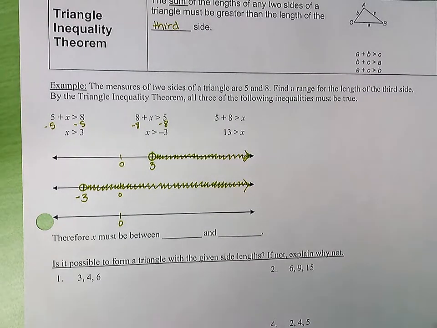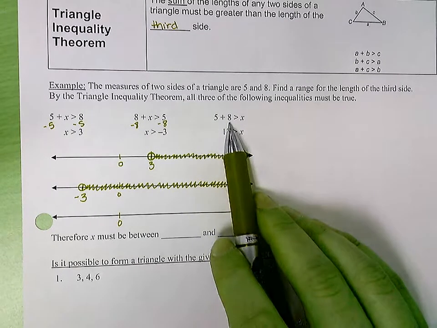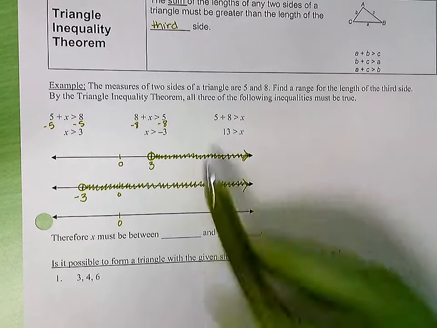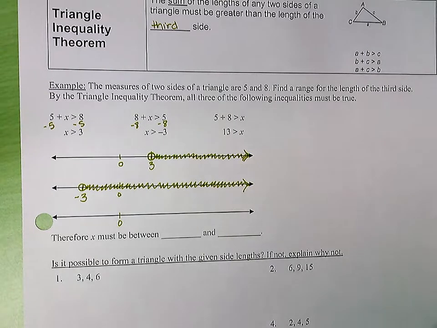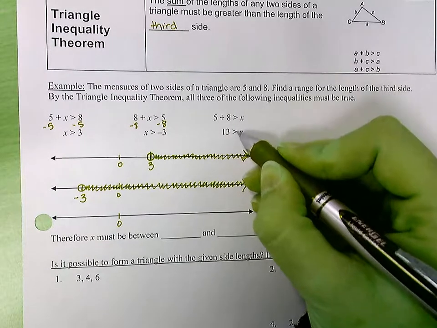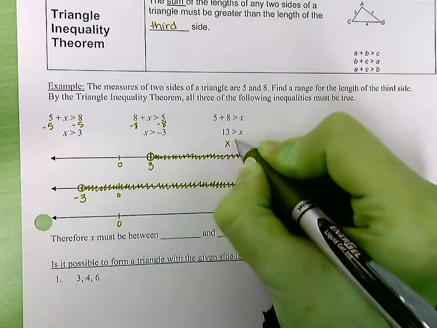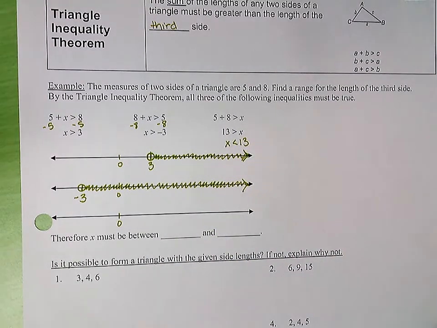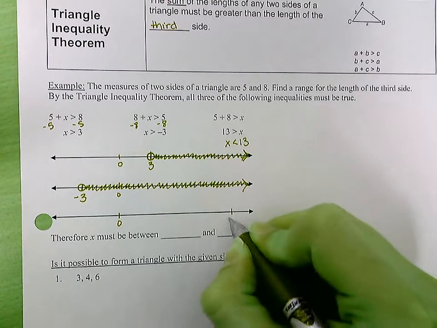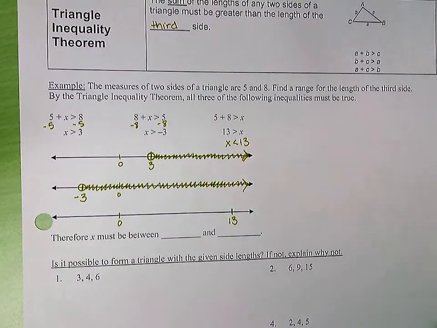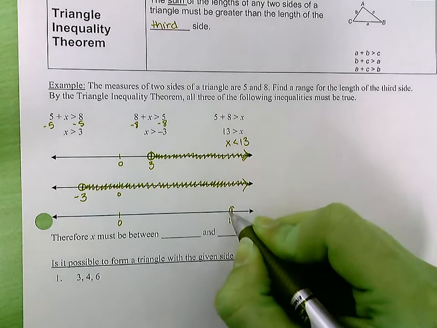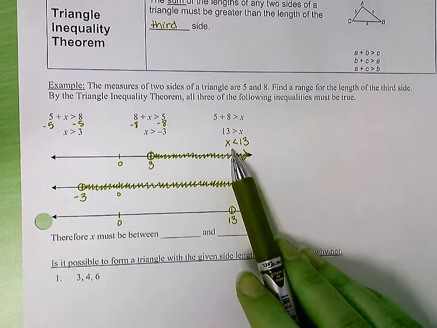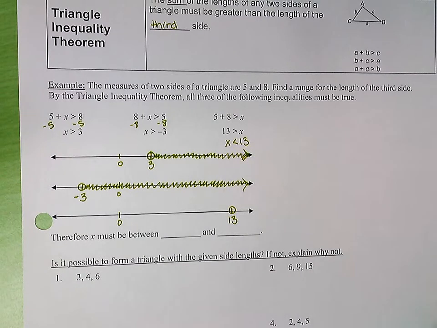The last one, we have 5 plus 8, that was 13. So 13 has to be greater than x. Another way to read this is x is less than 13. If it's easier to read that way, we can flip that. This is my last one I want to plot on this number line, so I need a point here, 13. Again, an open circle on that point. Now I need all the values that are less than 13, so this time it's going to go to the left.